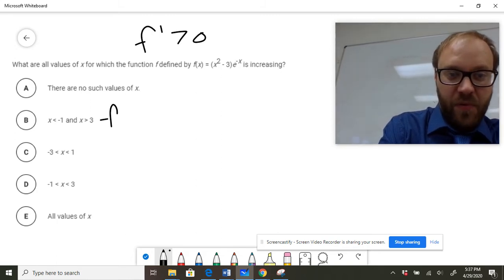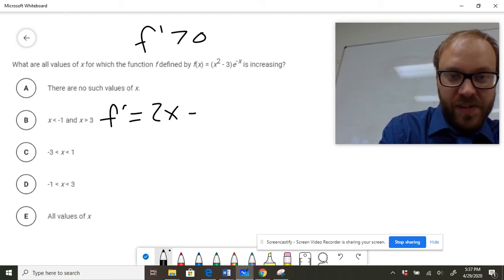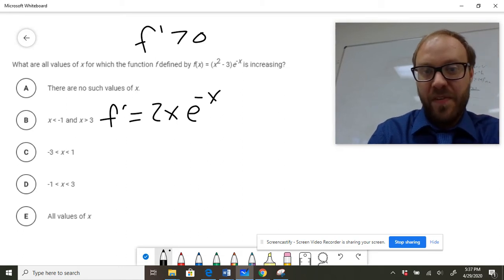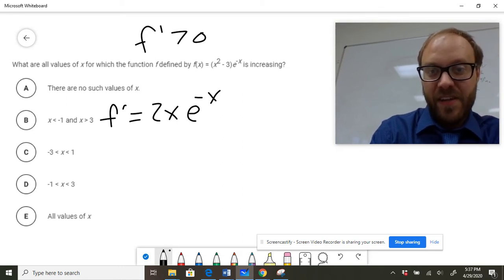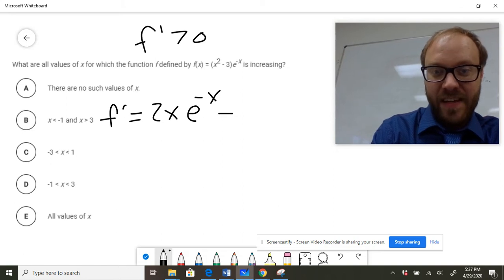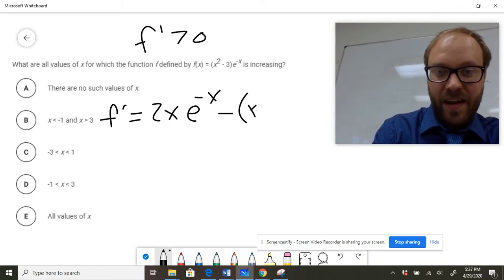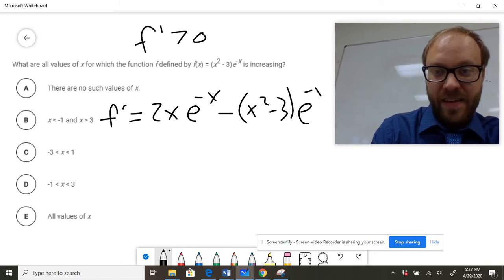And in this case, we have a product. So f prime is going to be equal to the derivative of the first, which is 2x, times the second, which is e to the negative x, and then plus the first times the derivative of the second. The derivative of the second is going to be negative e to the negative x. So this is going to give us a negative sign there. We'll have that x squared minus 3, and then we'll have that e to the negative x.